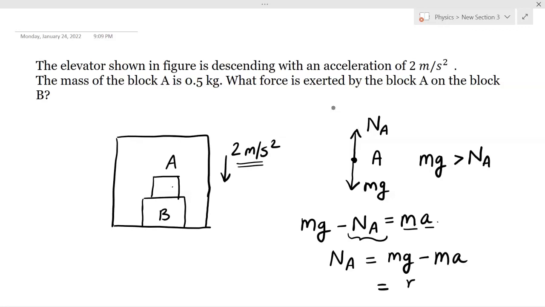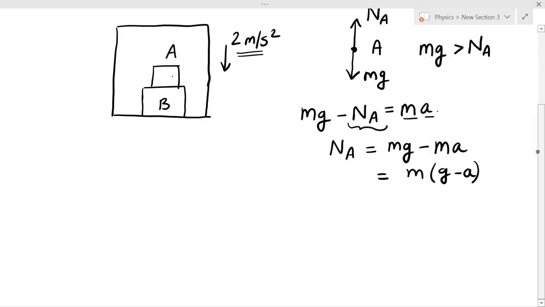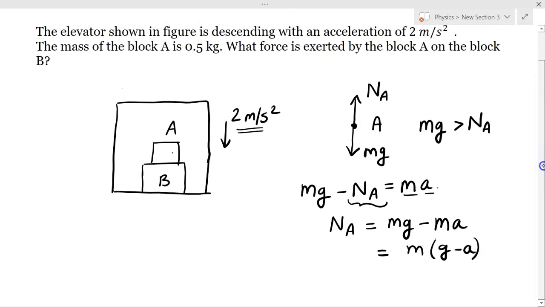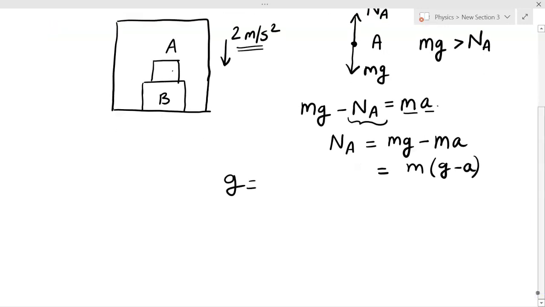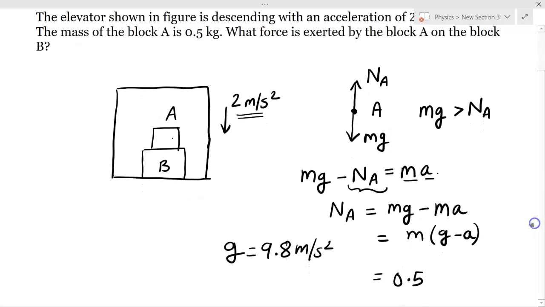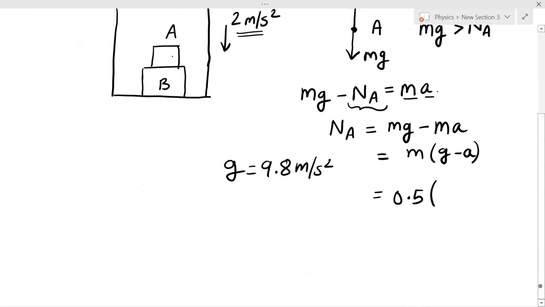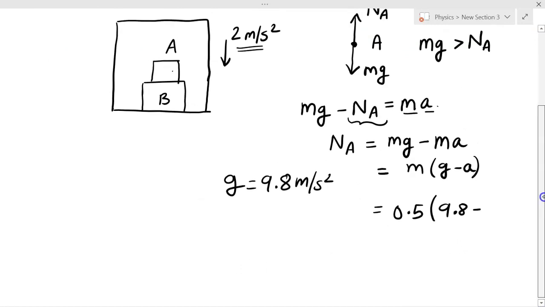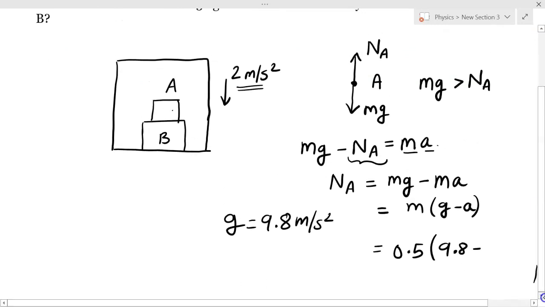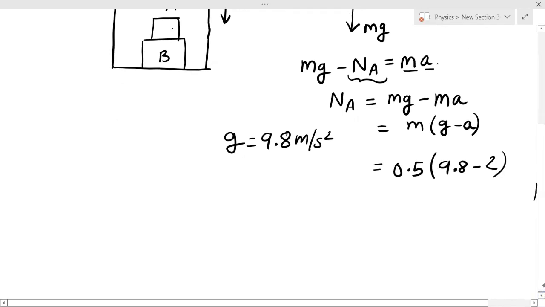So what is mg? m is 0.5, so I will take m common, so this is equal to m times (g minus a), right? So the g value is not given to us, so we will take g as 9.8 m/s². So the mass of this block is given to be 0.5 kg, and we have to multiply it with 9.8 minus 2. So 9.8 minus 2 is nothing but 7.8.